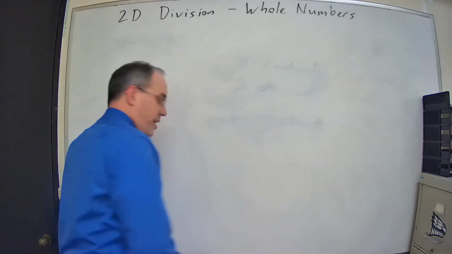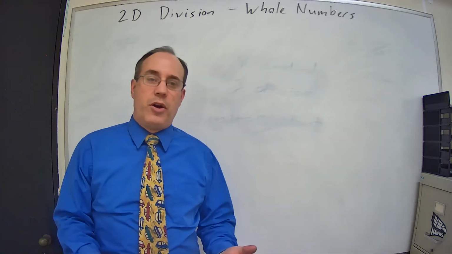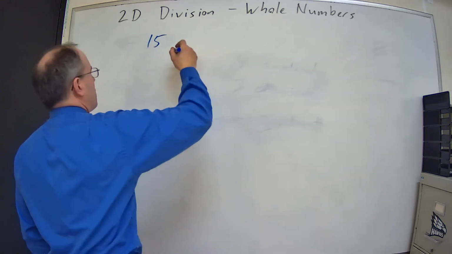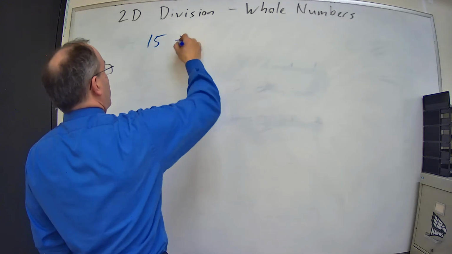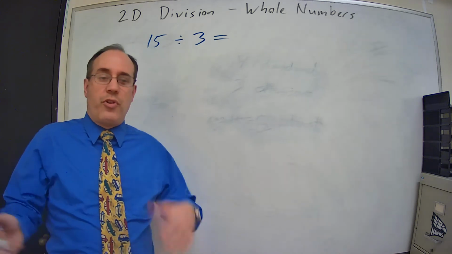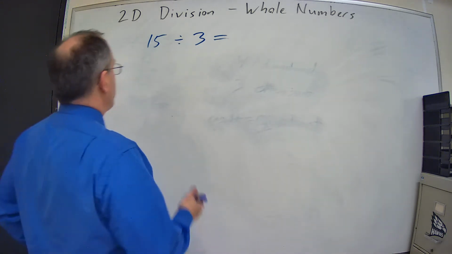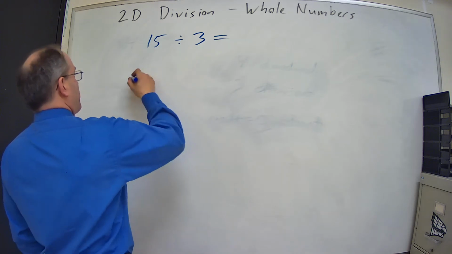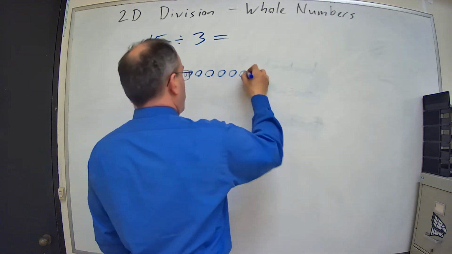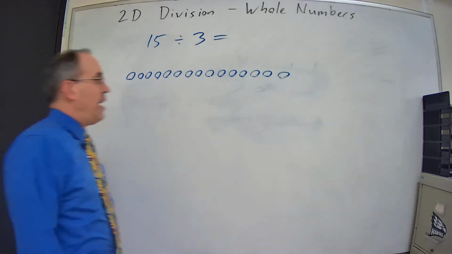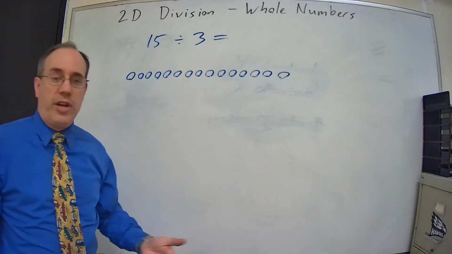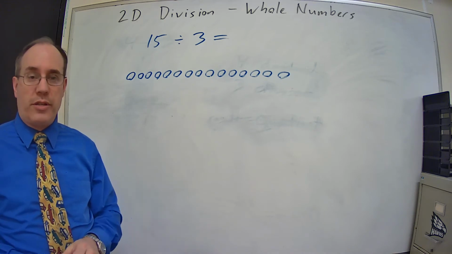So division is, like I said, just breaking things into even parts. So let's say I have 15 divided by 3, and I want to find the answer to this problem. Well, we can go visual on this. I've got 15 of these: 1, 2, 3, 4, 5, 6, 7, 8, 9, 10, 11, 12, 13, 14, 15. And I want to divide them into 3 equal parts.